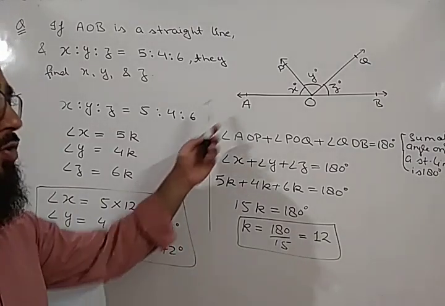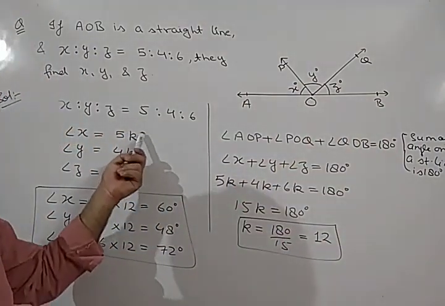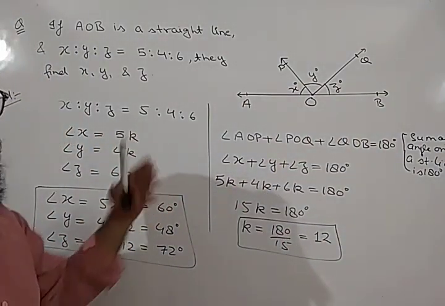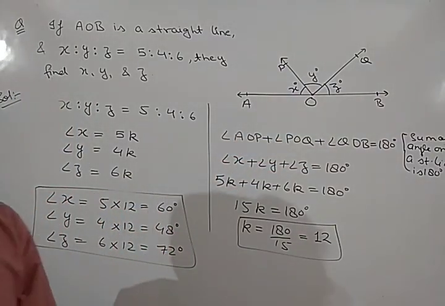In this way we can solve questions based on ratio also. Whatever ratio is given, you will take it as 5k, 4k, or a, b, c, anything you can take, and then you will put the values and get the answer. So note it down.